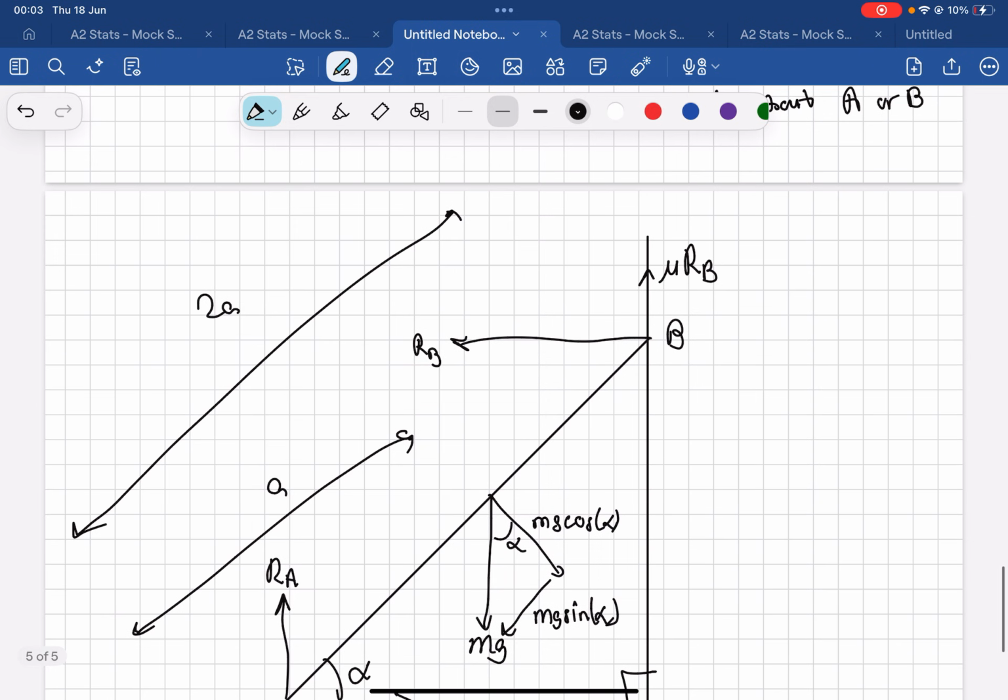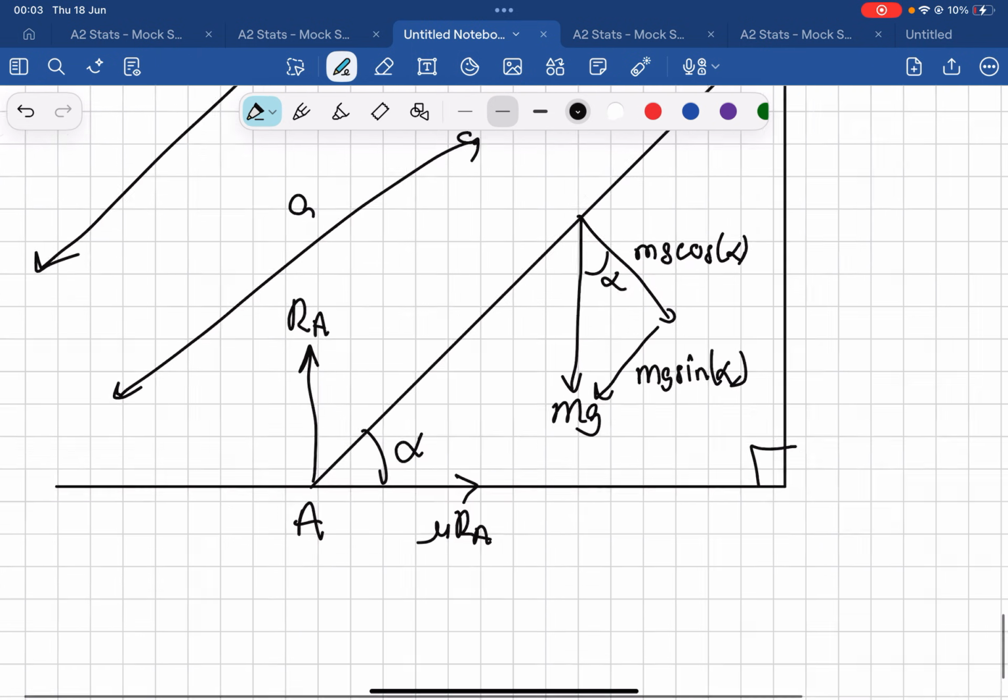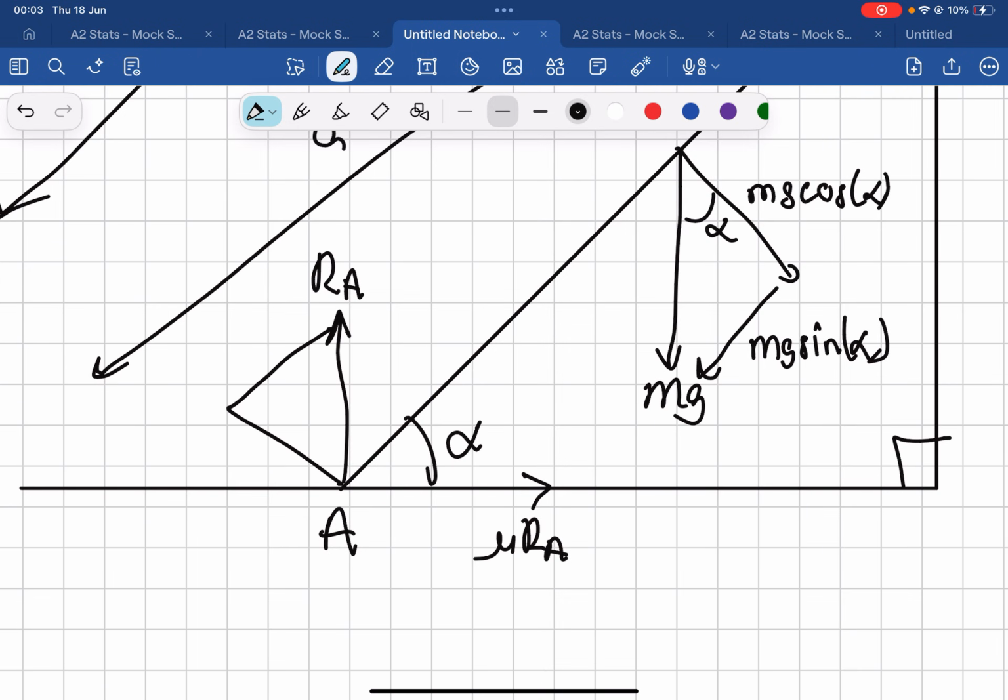All good. So now let's resolve our other forces. So RA. We've got alpha here, and let me just verify that's right. We've got 90 minus alpha there, so there alpha, cool. So that would be RA sine alpha, RA cos alpha.